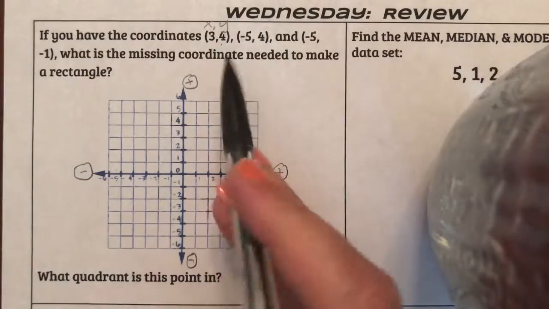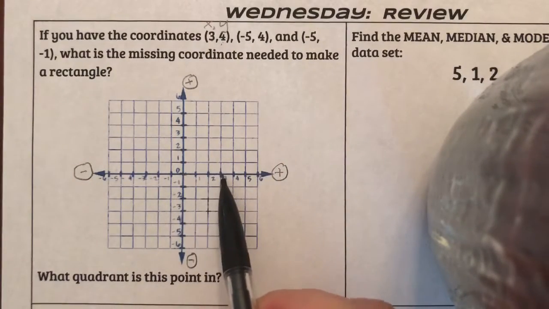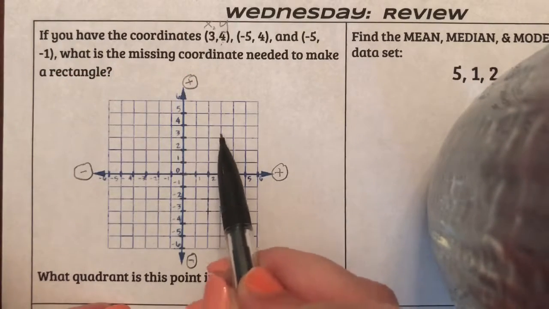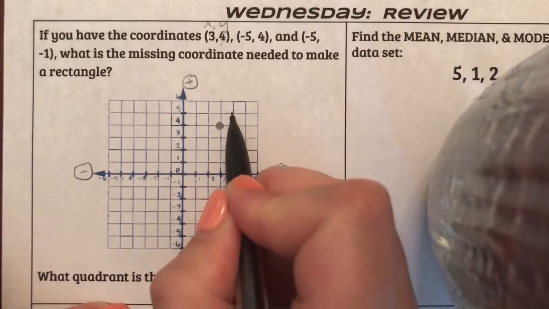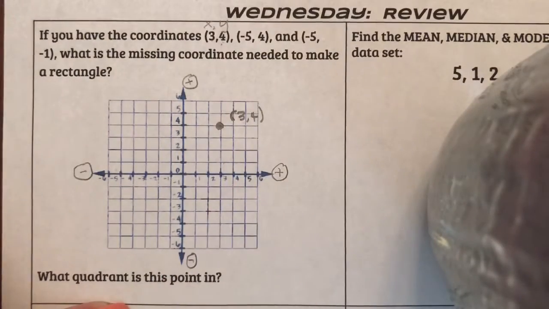So the first one is going to be +3 on the x-axis. So 1, 2, 3, and then a +4. So I need to again go towards the positive. 1, 2, 3, 4. That's my first plot point. It's always good practice to actually place my coordinates on the coordinate plane.